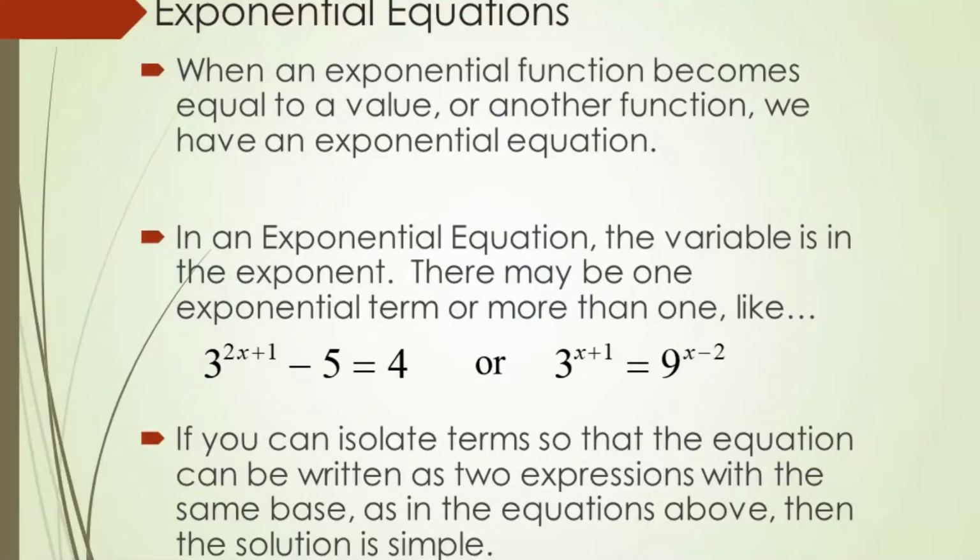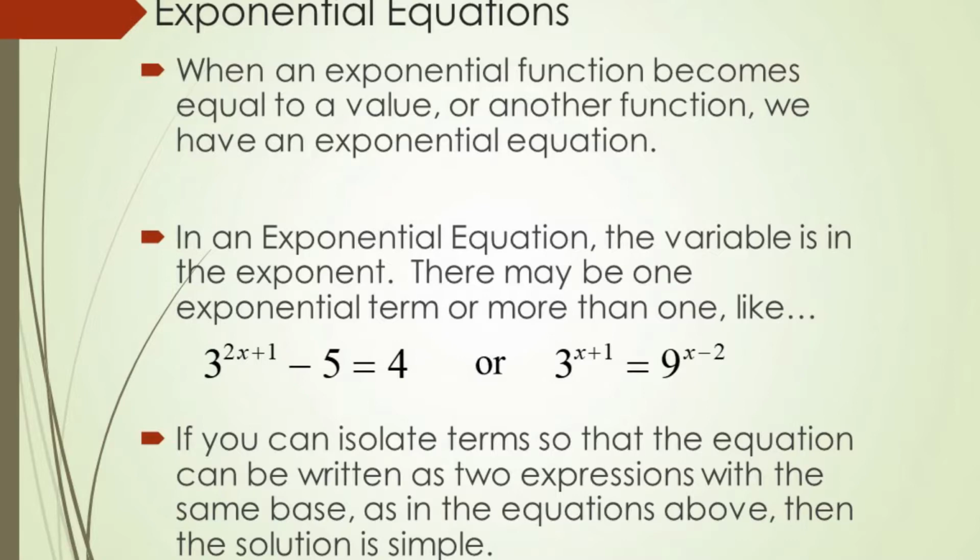Exponential equation. When an exponential function becomes equal to a value or another function, we have an exponential equation. In an exponential equation, the variable is in the exponent. There can be one exponential term or more than one. For example, 3 raised to 2x plus 1 minus 5 equals 4, or 3 raised to x plus 1 is equal to 9 raised to x minus 2.